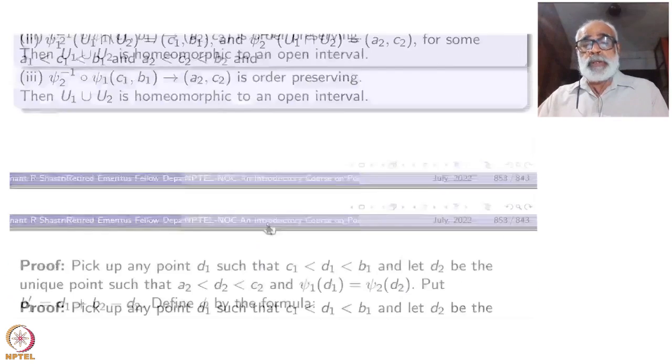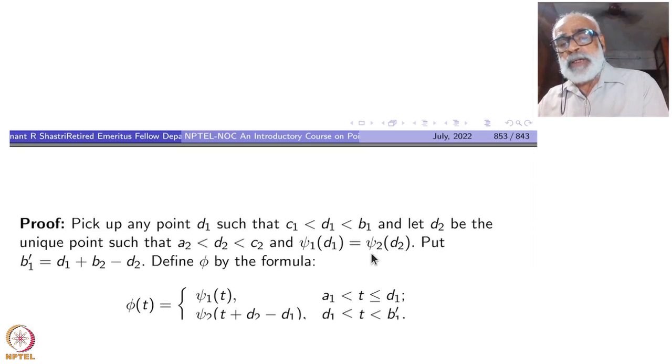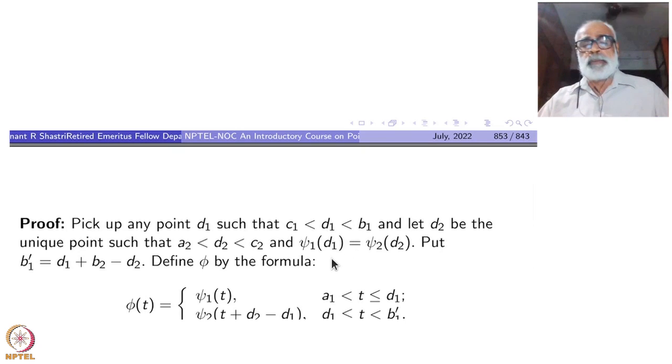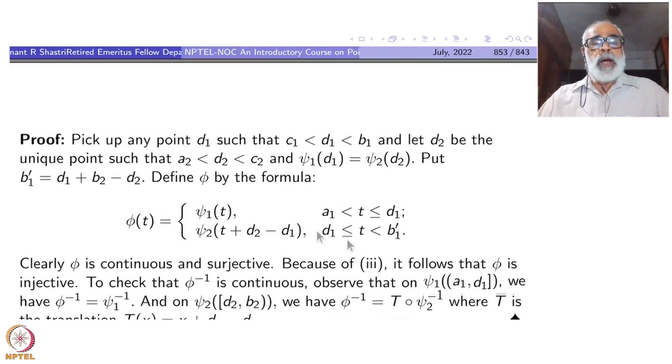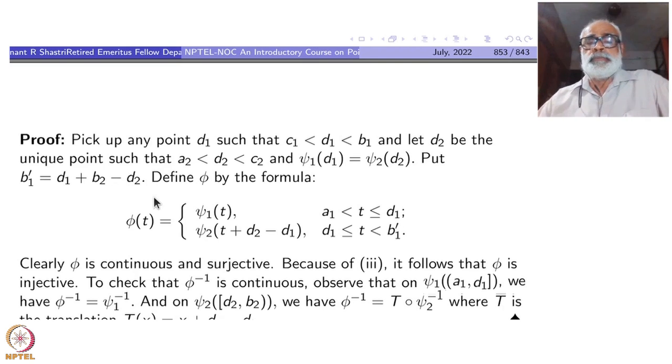So that's all I have done. This is nothing very, very special. You pick up one point and choose the other point so that psi 2 of D2 equals psi 1 of D1. Now you take this number B1 prime as D1 plus B2 minus D2. So to D1, you add this B2 minus D2.